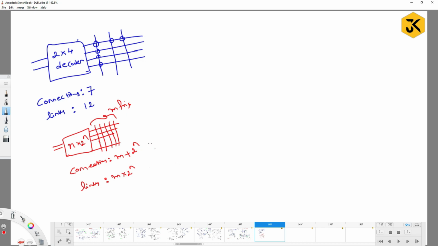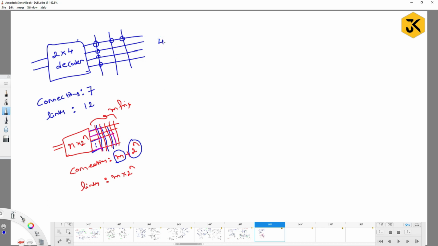So I hope you understood with these examples, right? So the point here is the number of output lines is 2 power n, and the number of functions is the number of vertical lines. So the number of vertical lines is m, and the number of output lines is 2 power n. So m plus 2 power n is the number of connections. Similarly, number of links means what? Each and every interconnection, which means m into 2 power n.